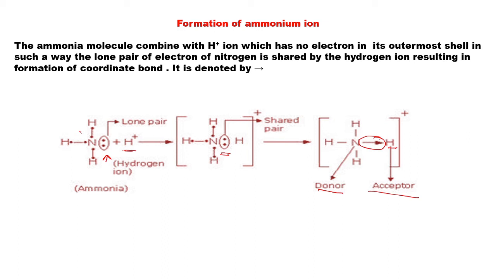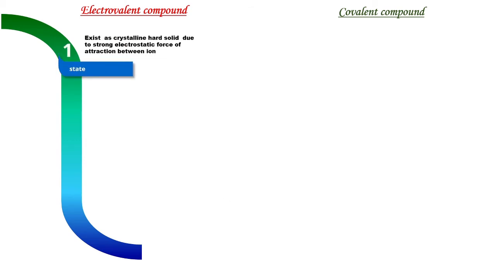Now, we will learn certain differences between electrovalent compound and covalent compound. The differences are based on the properties of electrovalent compound and covalent compound. The first property is the state. In which form does electrovalent compound exist?